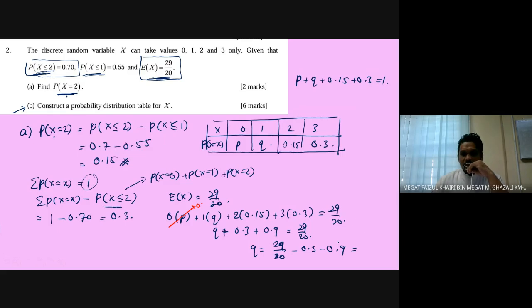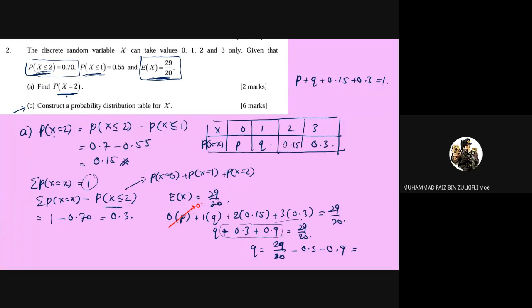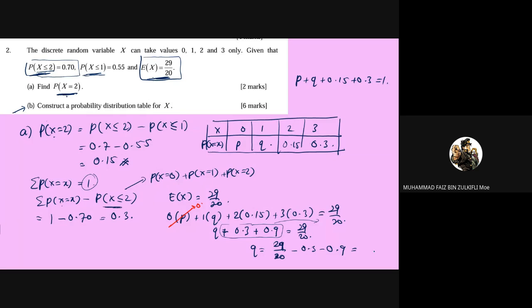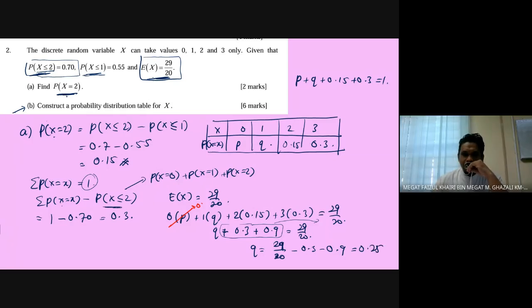can somebody find an answer for me? 29 over 20 minus 0.3 minus 0.9. 0.25. Is that it? Probability of x equal to 1, 0.25. Okay. So then we may fill in the box here. So Q is 0.25. And what's the last here?